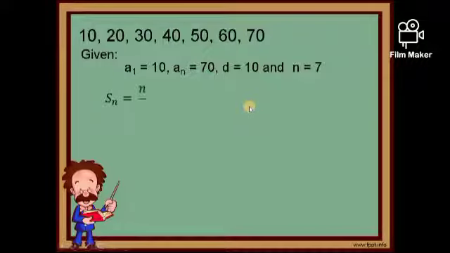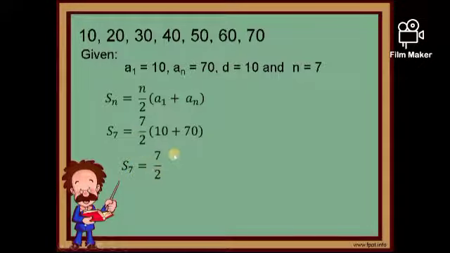S sub n is equal to n over 2 times the quantity a sub 1 or the first term plus a sub n or the last term. Substitute all the given values in this formula. n is equal to 7, a sub 1 is 10, a sub n is 70. So let's do this. S sub 7, meaning the sum of the 7 terms, is equal to n becomes 7 divided by 2 times the quantity a sub 1 becomes 10, a sub n becomes 70. Simplify. S sub 7 is equal to 7 over 2 times 10 plus 70 becomes 80.